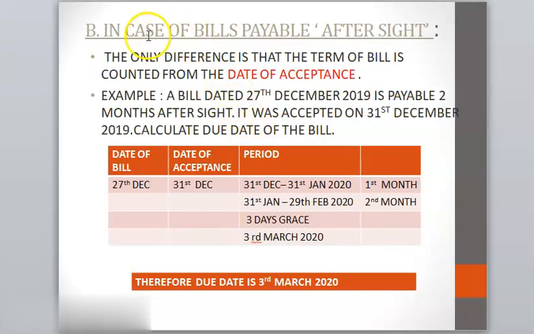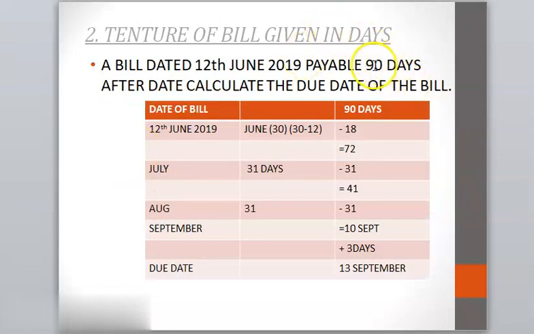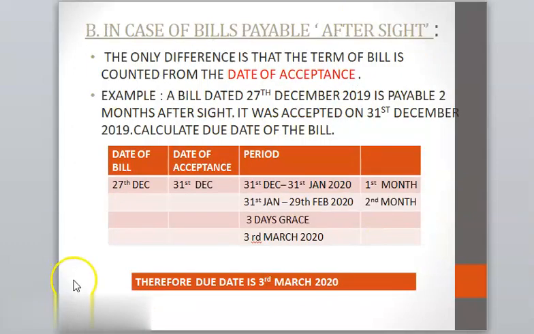Now the second case: in case of bills payable after sight. What does it mean? See the difference. The only difference is that the term of bill is counted from the date of acceptance. In the previous two cases that we did, in the same way when they mention months, we add 3 days grace period, and whenever they mention days, we add 3 days grace period. Here also the same, but the only difference is that we start calculating from the date of acceptance of the bill.